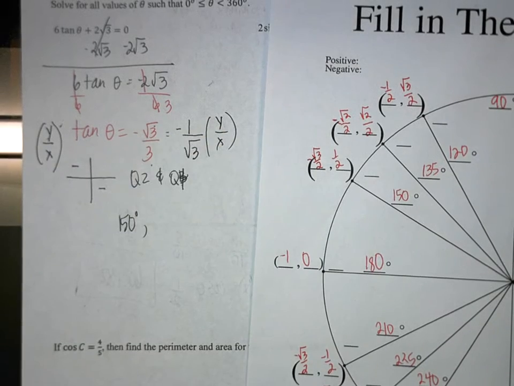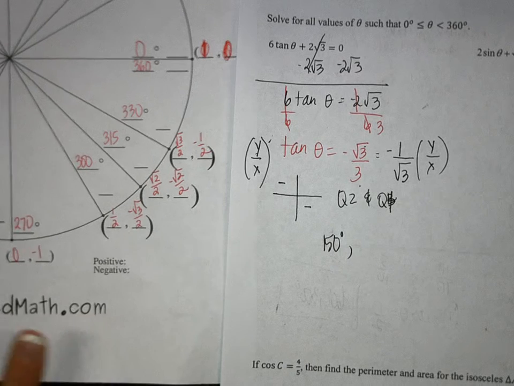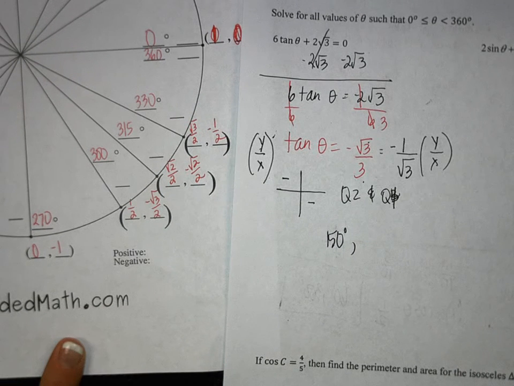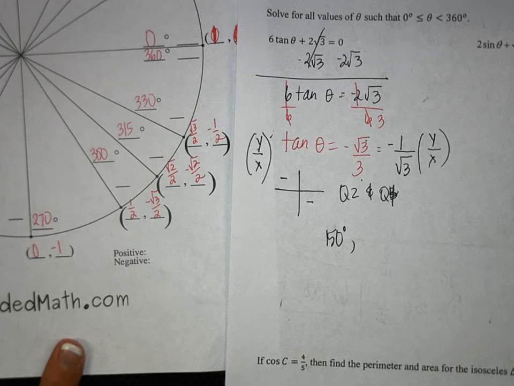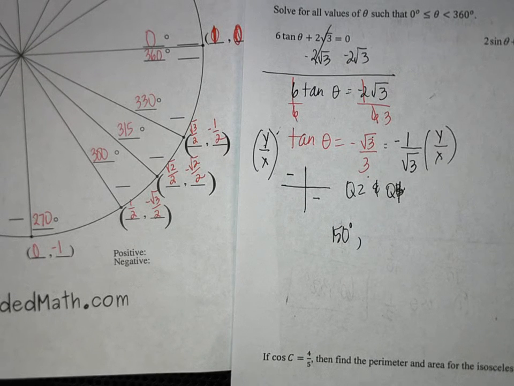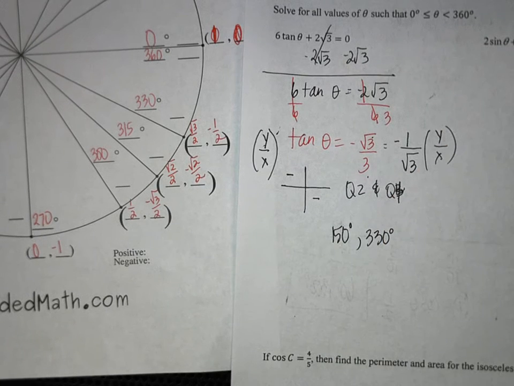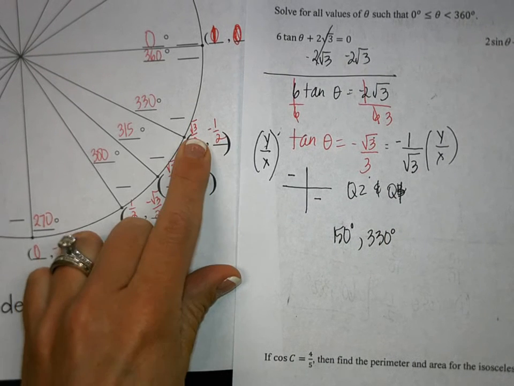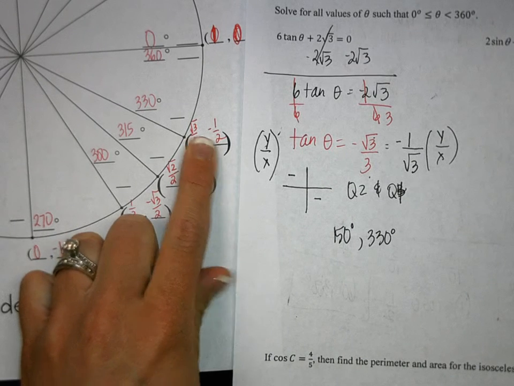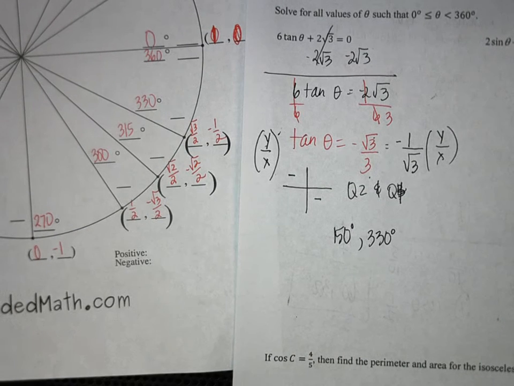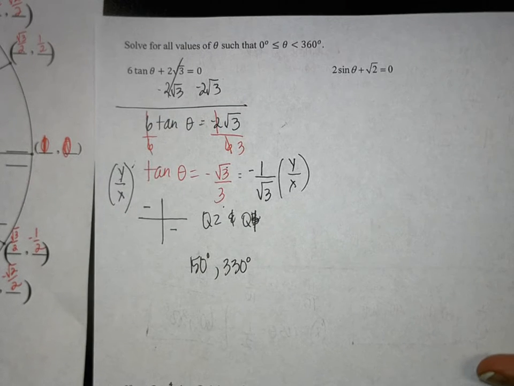What is the answer in quadrant 4? Which one? 330. 330 is correct. Okay, and again in 330, the y is 1 and our x is root 3. And notice that just one of them has to be negative in order to make tangent negative. Okay. Next one. What will I do first?